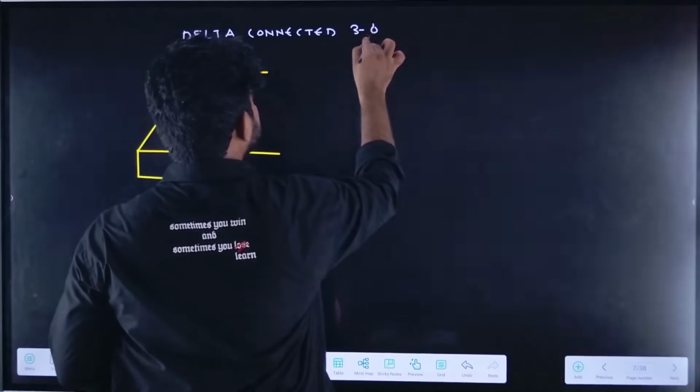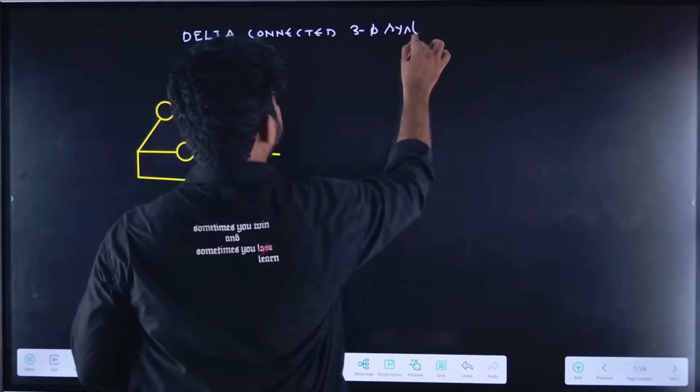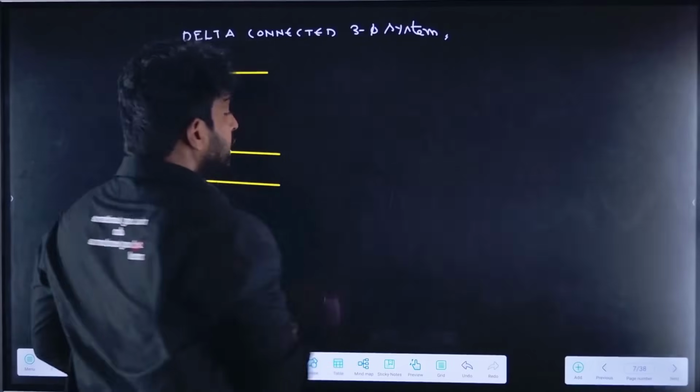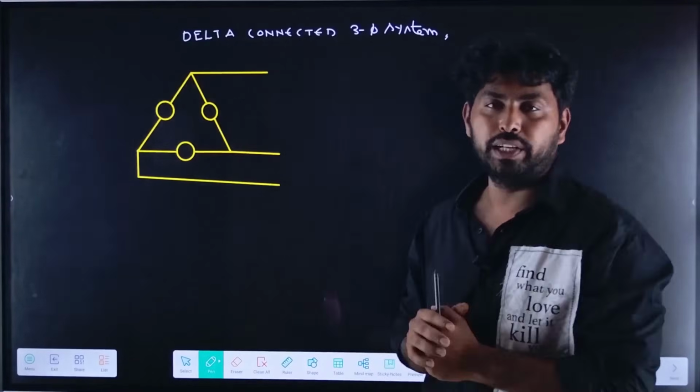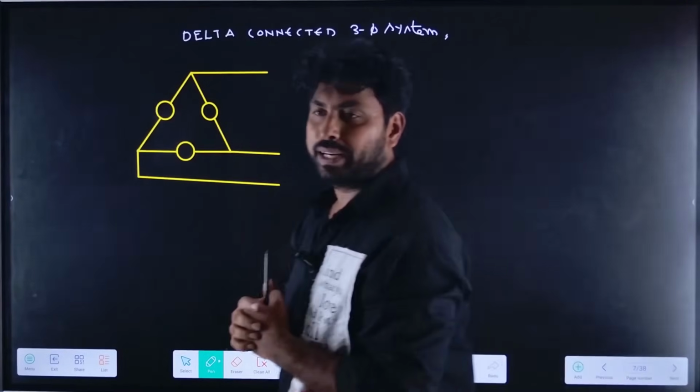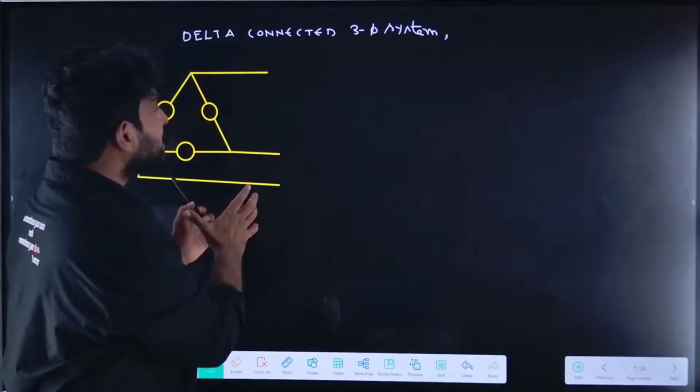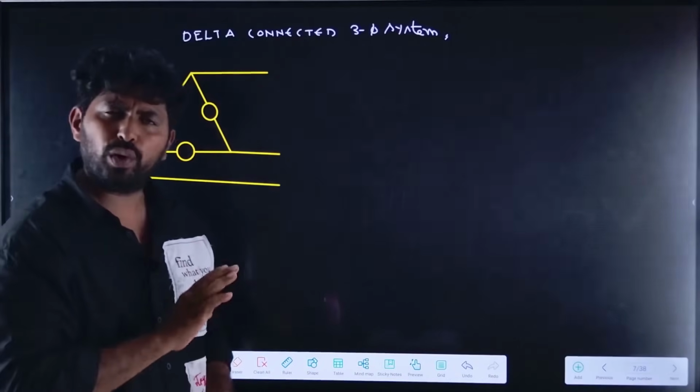Delta connected three-phase system. Here we are taking the generator only. We are taking the generator and load separately. So now we are analyzing the generator only, so we need to take the voltages only.